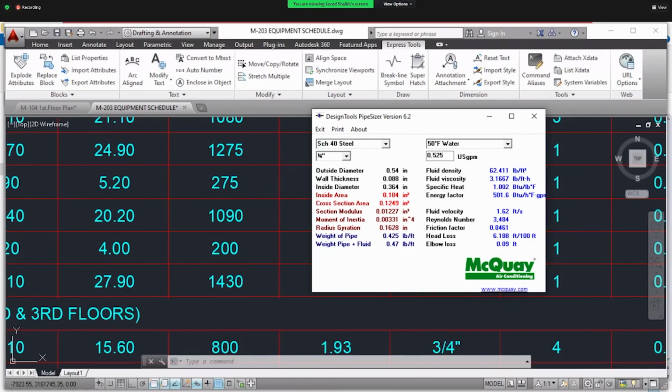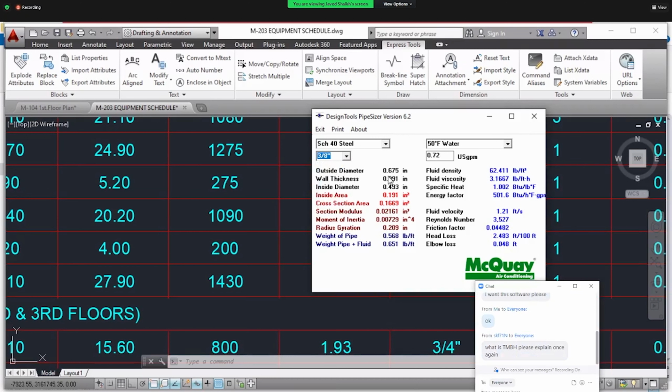What we got: the fluid velocity is 1.62 feet per second, which is okay, as the limit is 4 feet per second. The head loss is 6.18, which is beyond 4 feet per 100 feet. It should be below 4 feet, so we have to take the higher size. We will go with 3/8 inch.